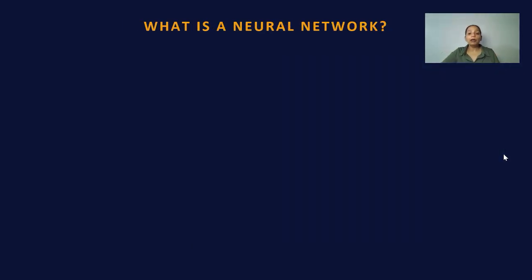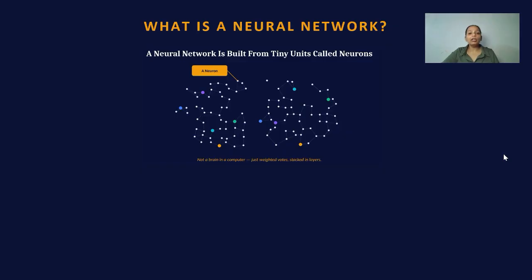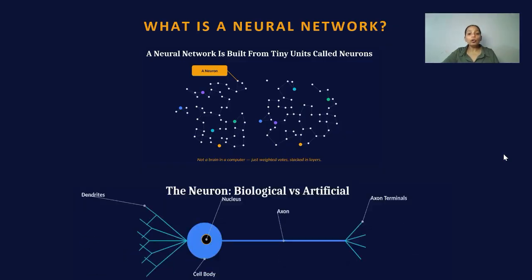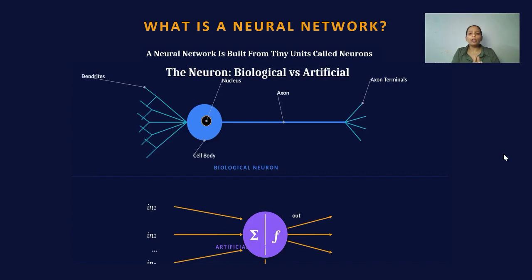A neural network is built from tiny units called neurons. A neuron in a neural network mirrors the biological neuron. Here, inputs get multiplied by weights and summed, then an activation function decides whether to pass a signal forward or not. It does the same job as a neuron in our human mind: receive, combine, decide, and pass on.